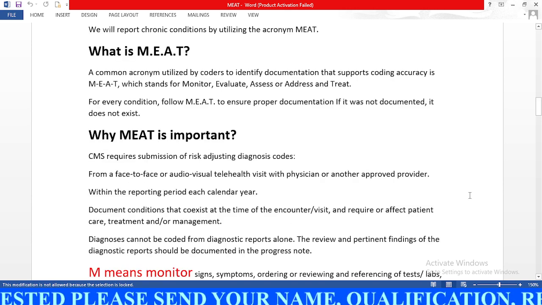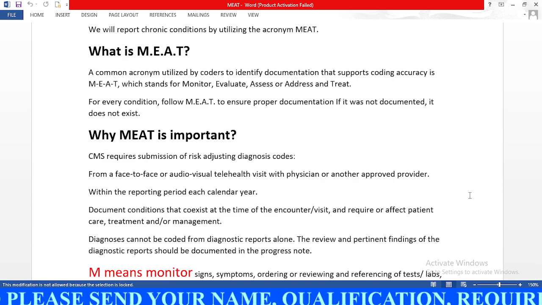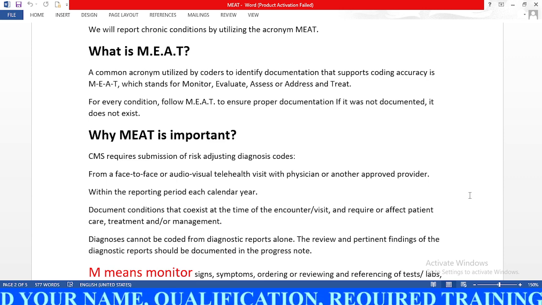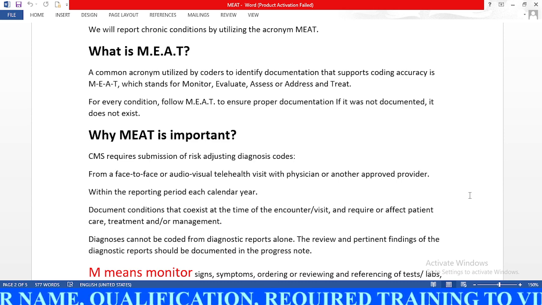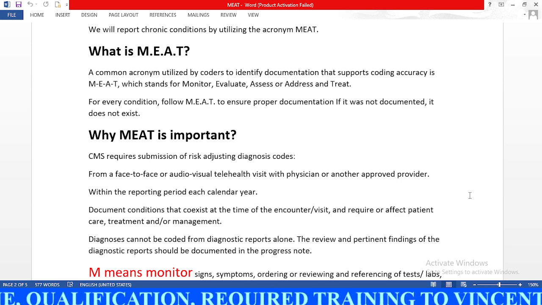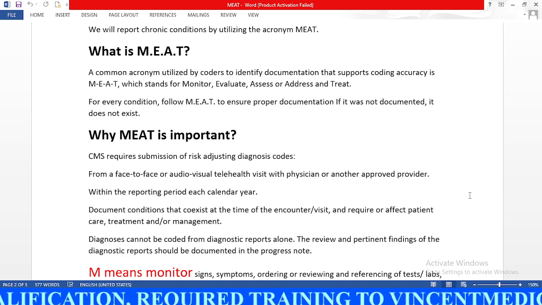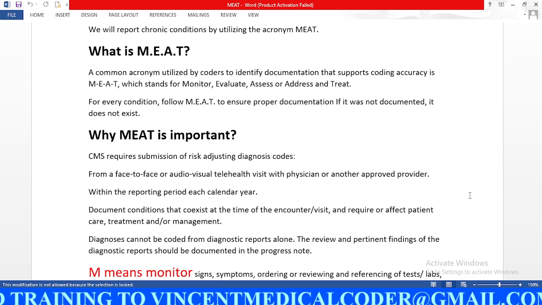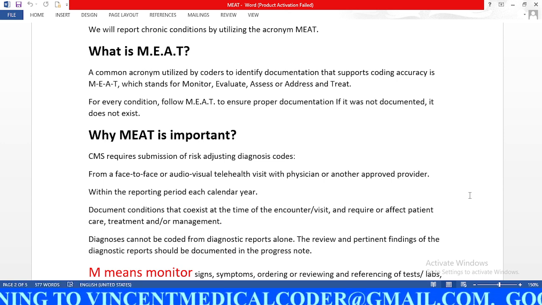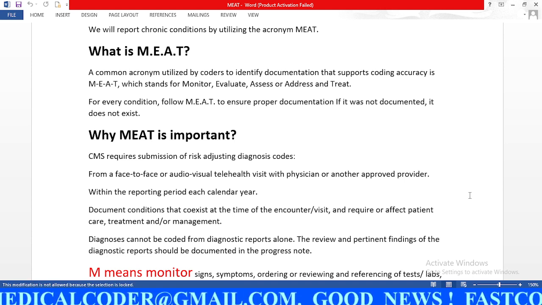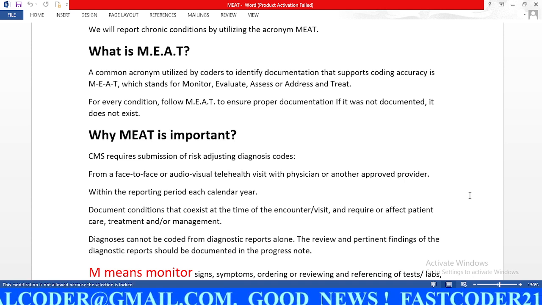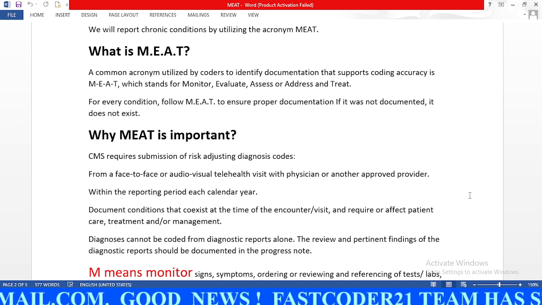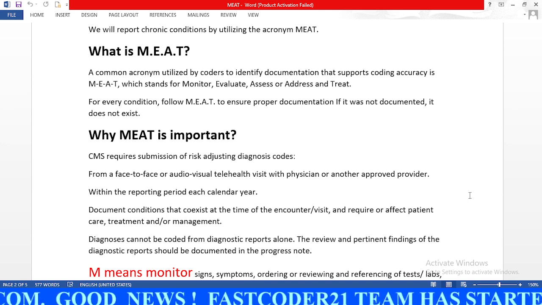So now we will learn about M.E.A.T. What is M.E.A.T? M.E.A.T is a common acronym utilized by coders to identify documentation that supports coding accuracy. It stands for monitor, evaluate, assess or address, and treat. So in HCC coding, in order to code accurately and with flawless coding, we will use M.E.A.T, which stands for monitor, evaluate, assess or address, and treat. For every condition, we need to follow M.E.A.T to ensure proper documentation.